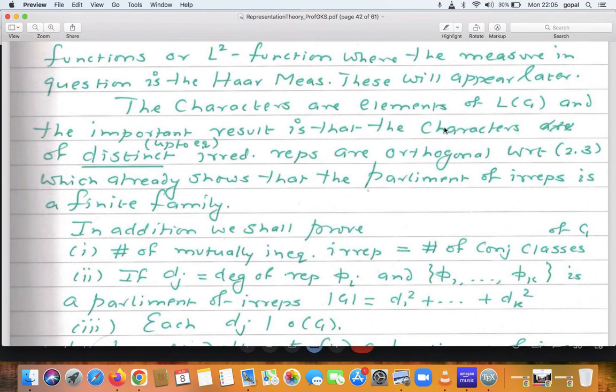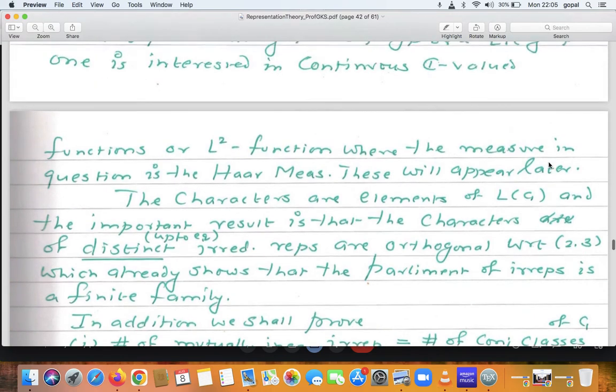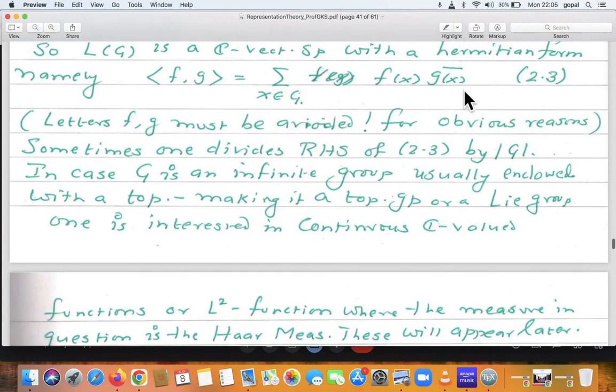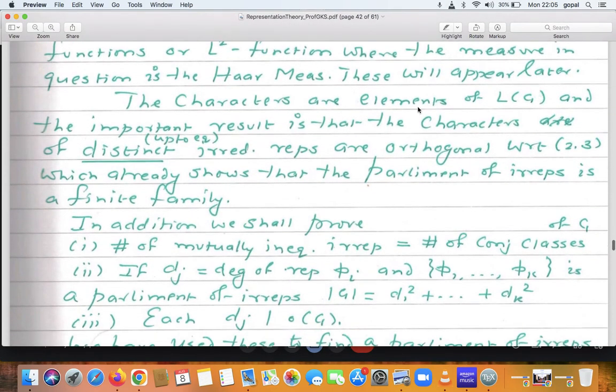Of course, the characters are elements of the function algebra, and the important result is that the characters of distinct irreducible representations are orthogonal with respect to this inner product. This already tells you that the family of irreducibles is a finite family. You get the first important result that up to equivalence there are only finitely many irreducible representations.